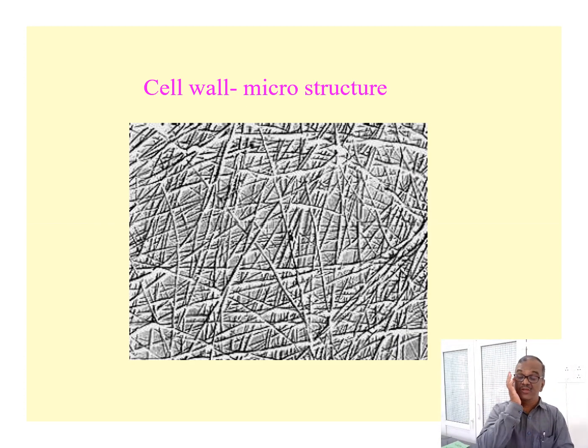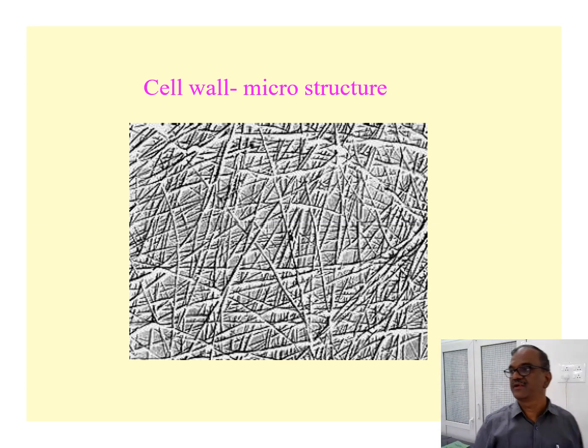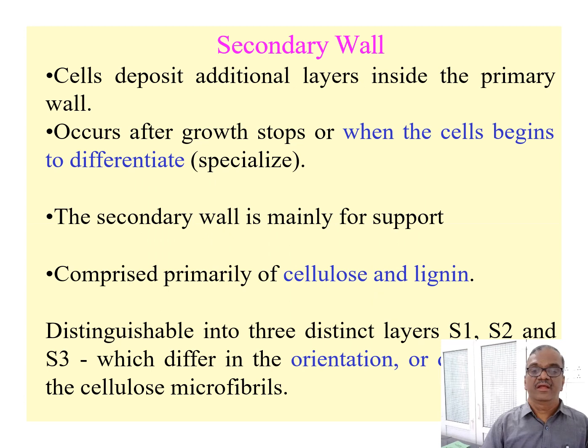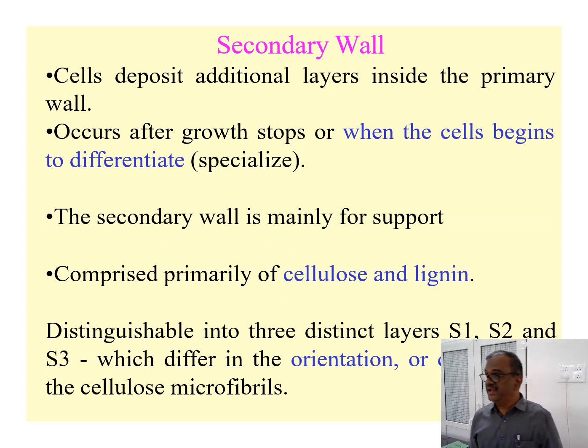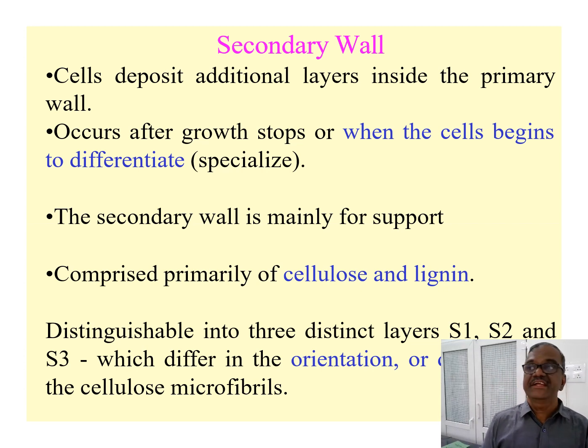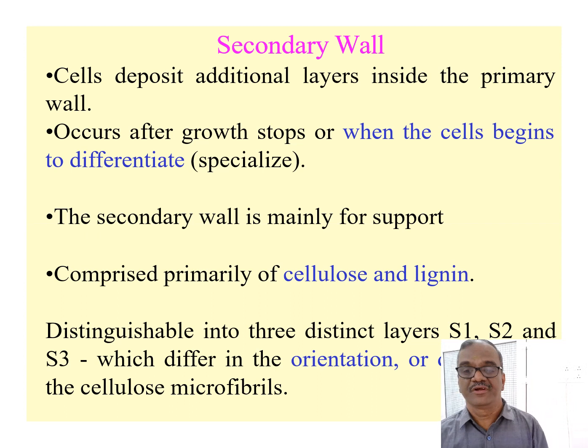Okay, you can see this is the total cell wall microstructure. It has a fibrous nature. Whether it is cellulose, hemicellulose, or pectins, all are mingled together. And then in a macro structure, the cell wall looks like this. So when it comes to the secondary wall, what will happen? Next to the primary wall, additional layers are deposited.